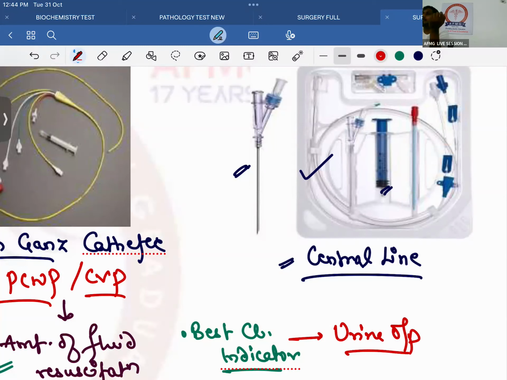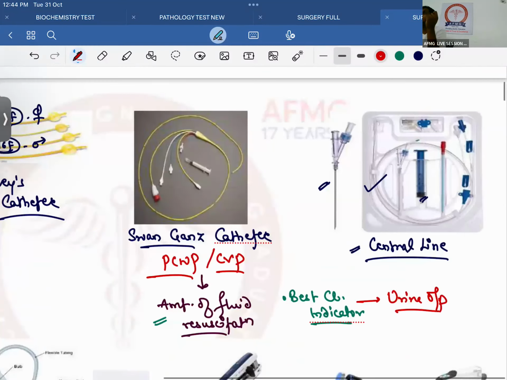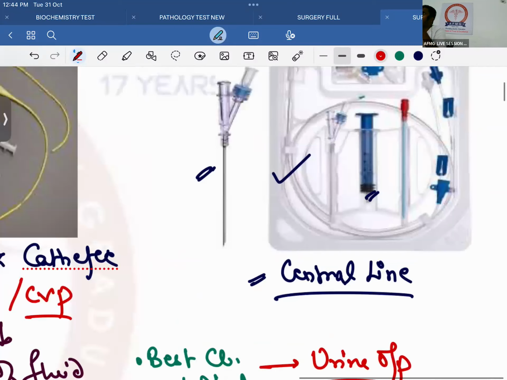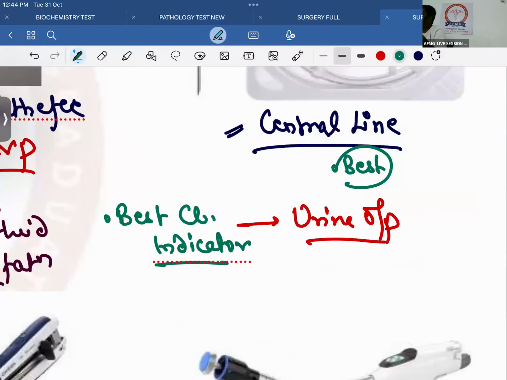Pneumothorax. Therefore, after central line insertion, we have to go for a chest X-ray. Chest X-ray after a central line insertion is done for two things. One, to check the correct placement of the central line. Second, to rule out pneumothorax.